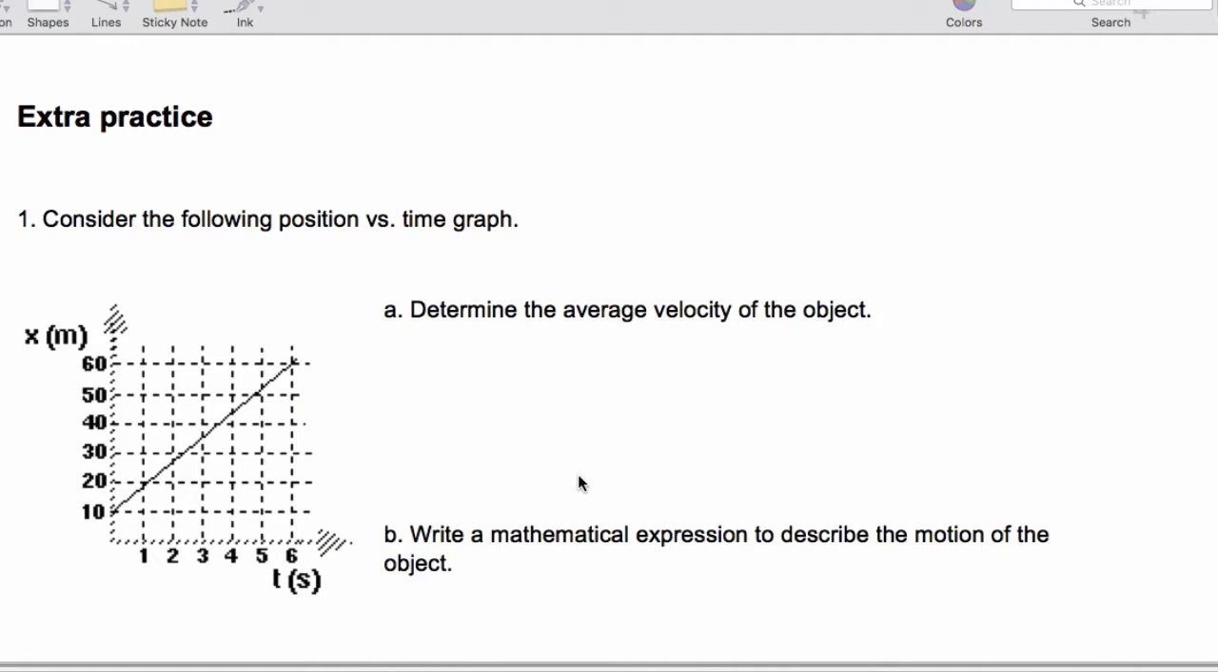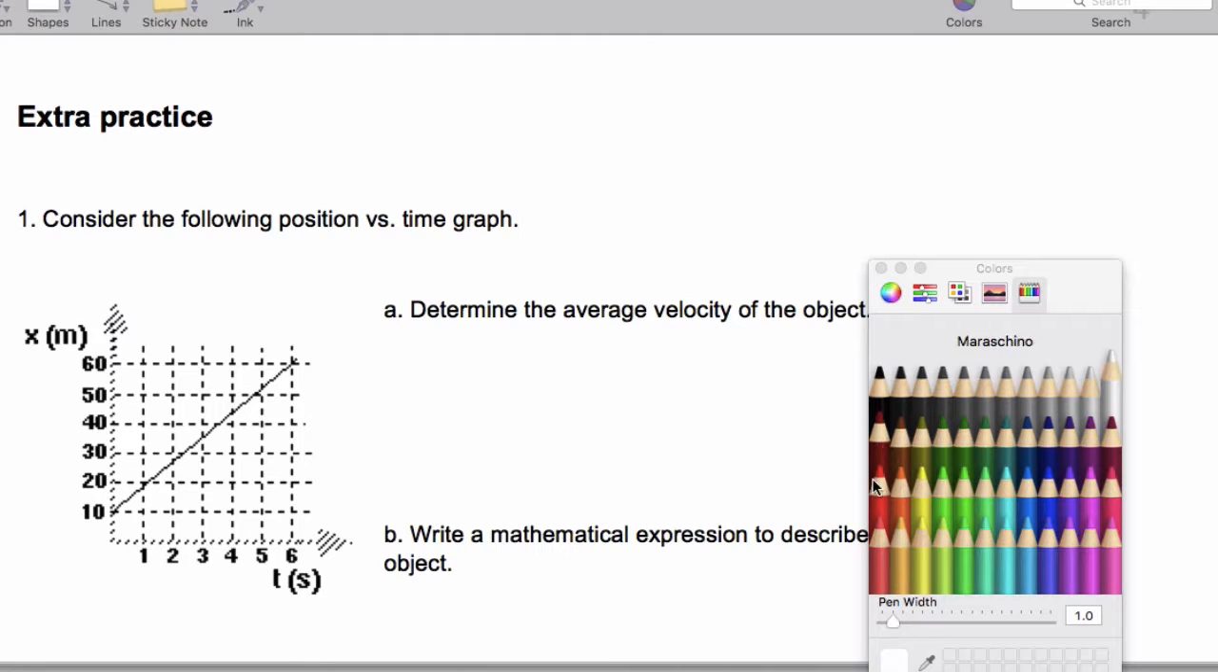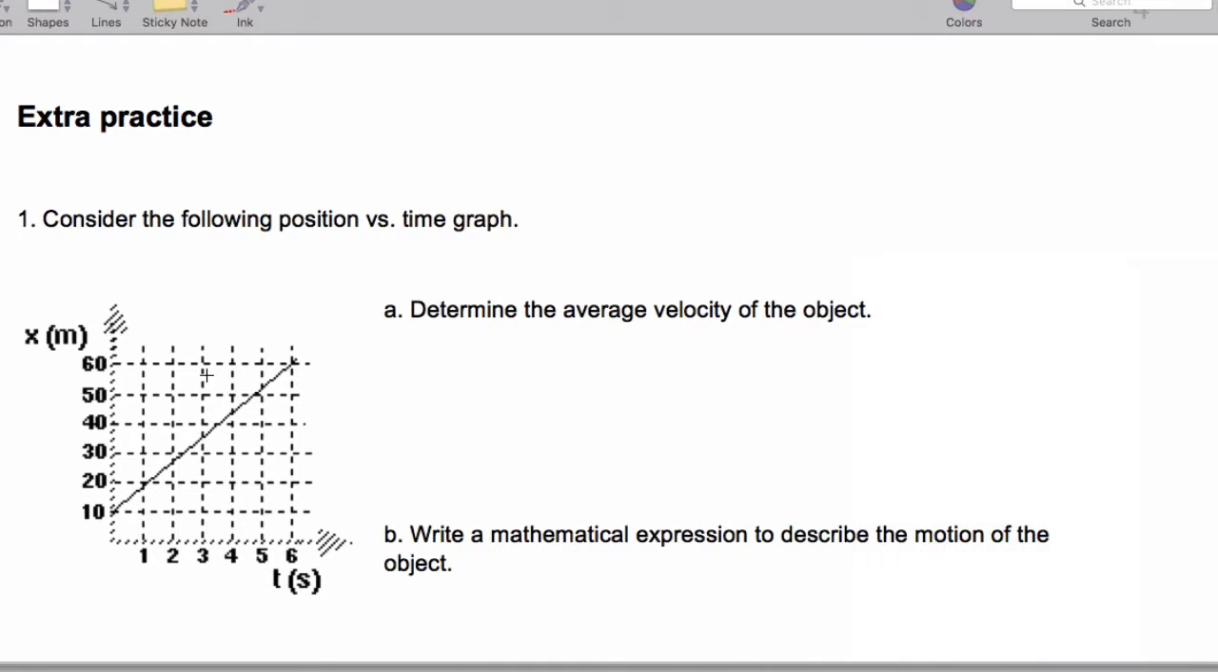All right, this is a practice quiz. It's going to look a lot like your real quiz, and I just want to run through and make sure we get these numbers done. So we want to determine the average velocity of the object, and what that means is we are absolutely going to go ahead and calculate some slopes here.